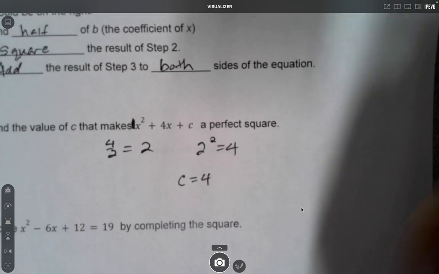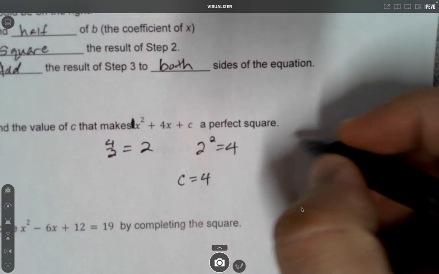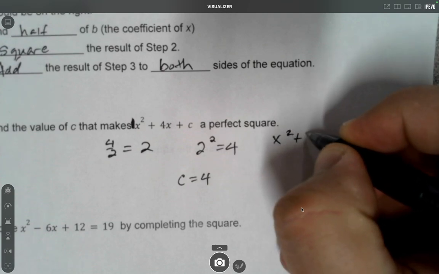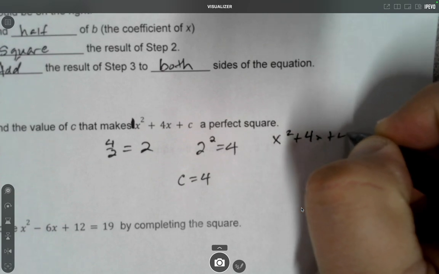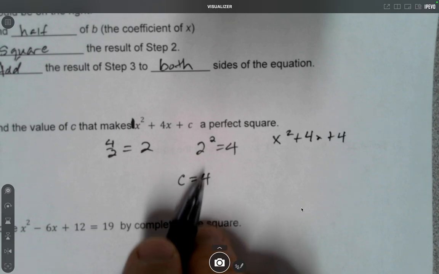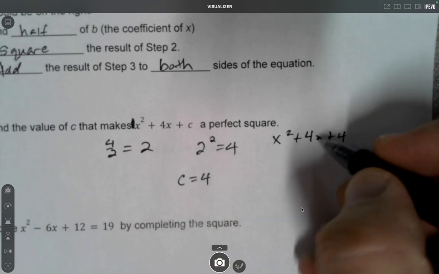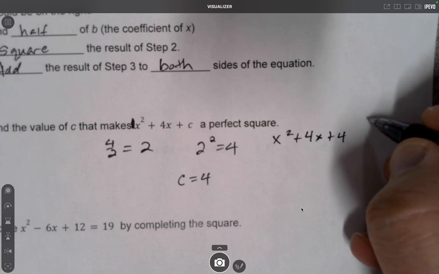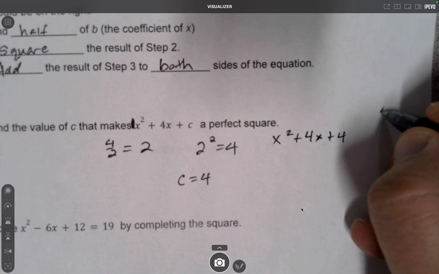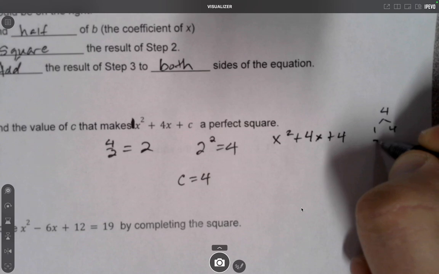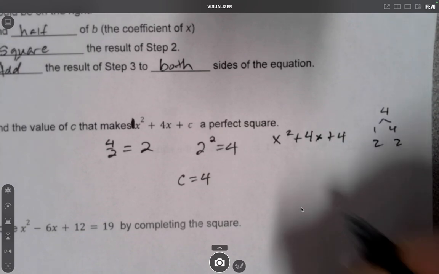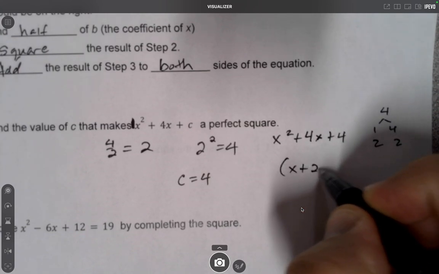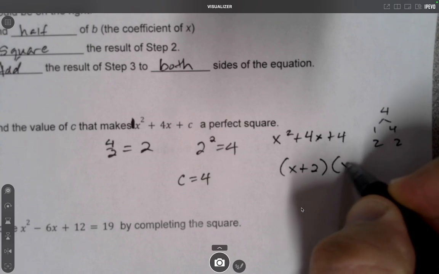And I want to show you what I mean by that, because this might help you understand why the process is called completing the square. So if I plug in 4 for c, I get x squared plus 4x plus 4. And this can be factored. So I need to think what will multiply to be 4 that will add up to 4. Well, that would be 2 and 2. So we get x plus 2 times x plus 2.